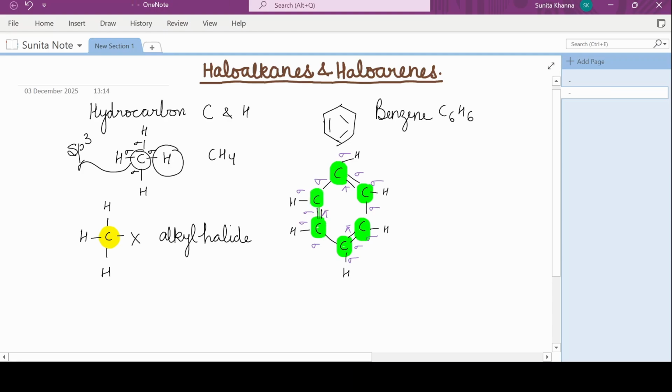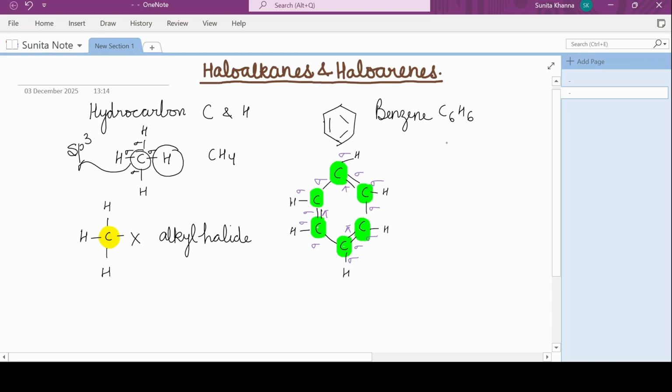It makes it sp2 hybridized. What does it make it? It makes it sp2 hybridized. Okay. So each of the carbon atoms is an sp2 hybridized carbon atom, right?